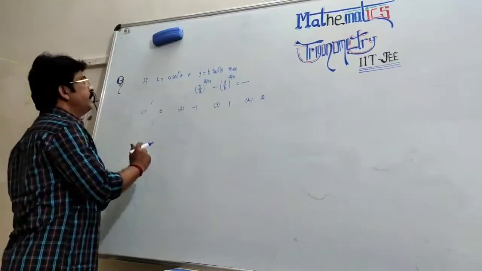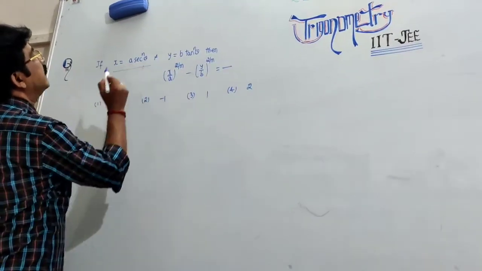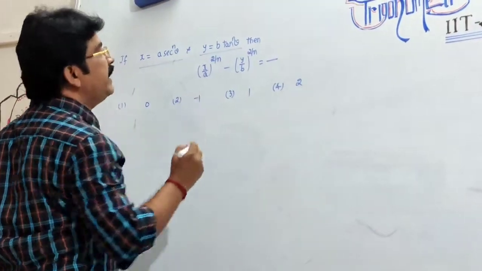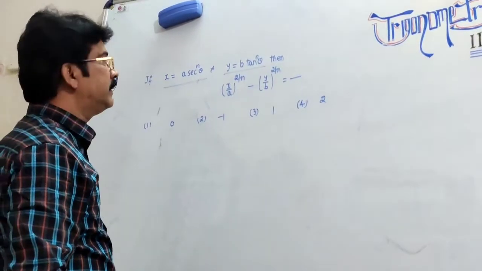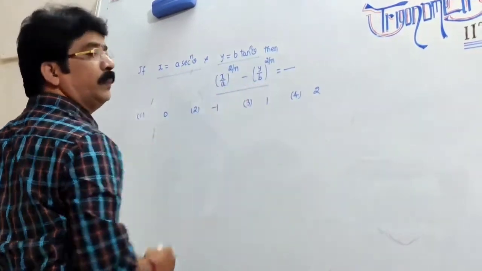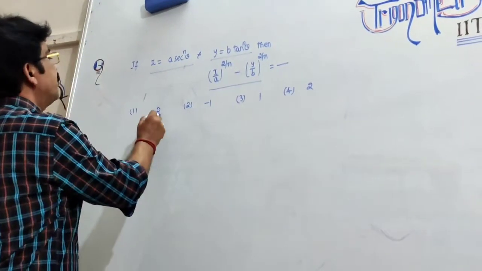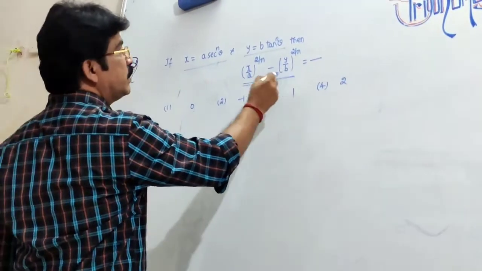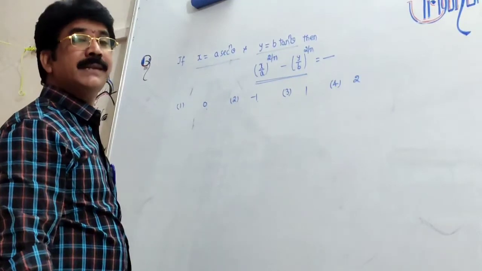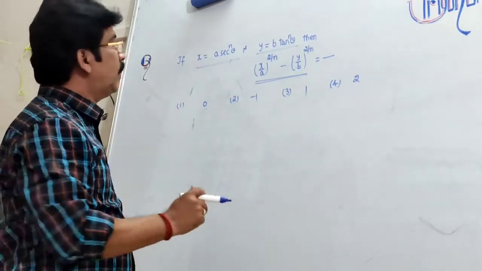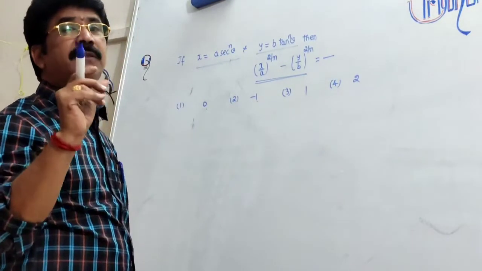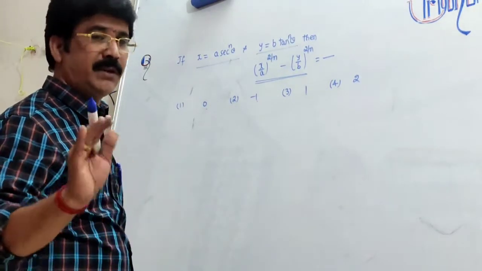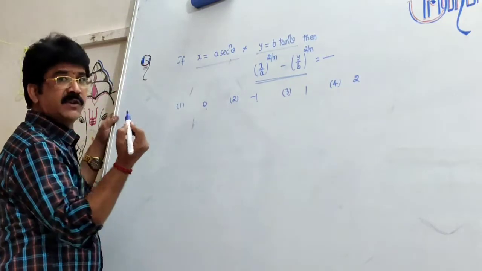Question, simple question. If x equal to a secant to the power of n theta and y equal to b tan to the power of n theta, then what is its value? Observe that in the options theta is not there. At least in the question also theta is not there. What does it mean? It is nothing but elimination of theta. What is that? Elimination of theta. One minute.